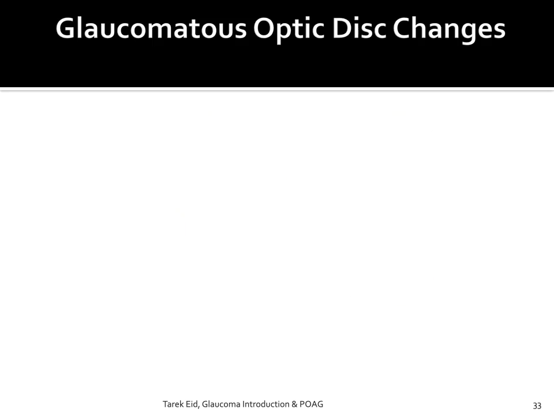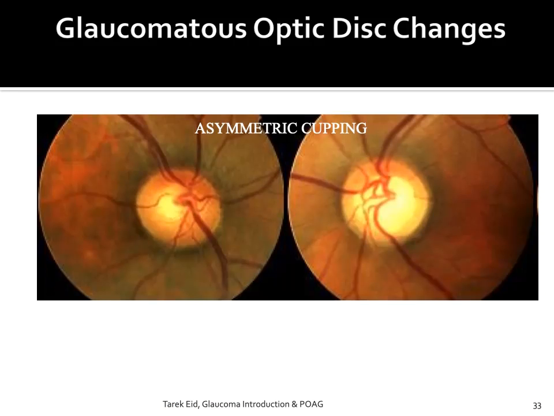On the other hand, if you see a patient like this, this is the right and the left eye with asymmetry of the cupping. You can see that the cup in the right eye is smaller, around 0.3, while the cup in the left eye is large, around 0.6. So this is asymmetrical cupping and also could be diagnostic for glaucoma.